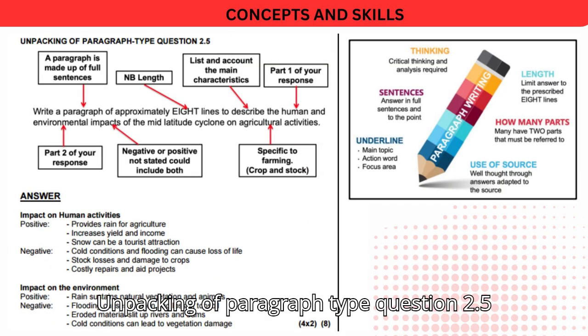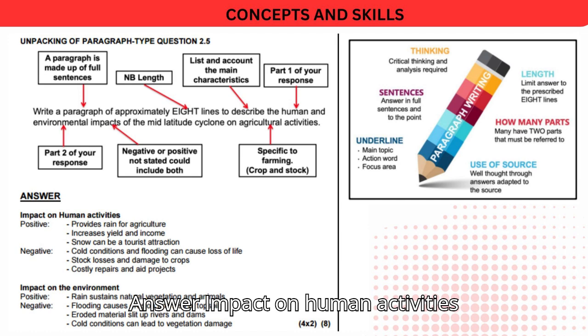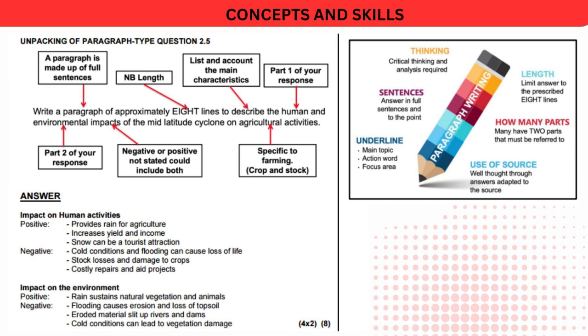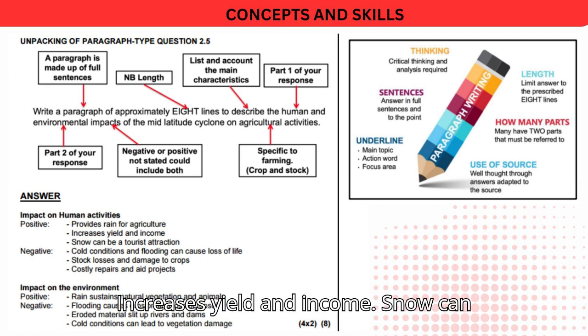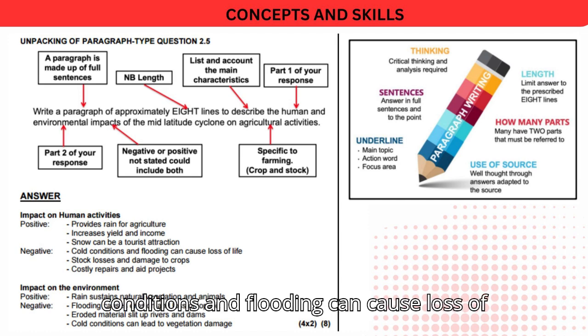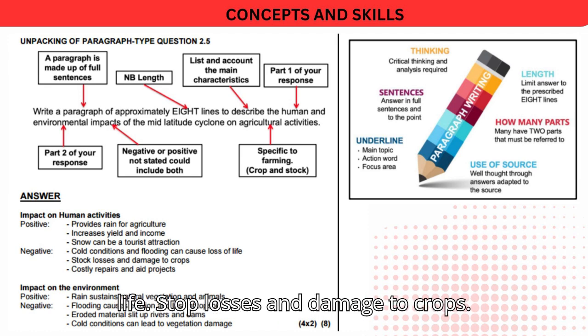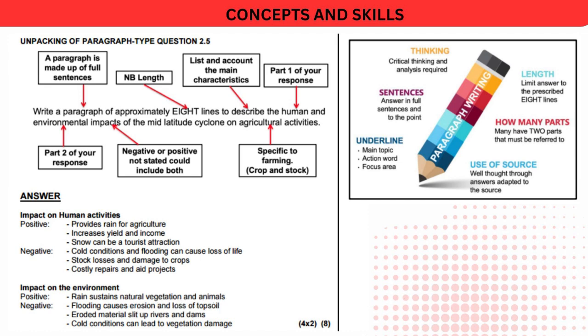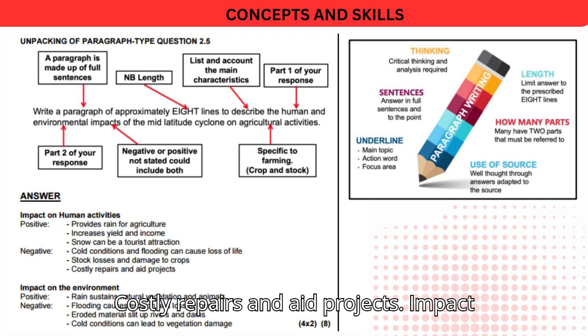Unpacking of paragraph type question 2.5. Answer. Impact on human activities. Positive: provides rain for agriculture, increases yield and income. Snow can be a tourist attraction. Negative: cold conditions and flooding can cause loss of life, stock losses and damage to crops, costly repairs and aid projects.